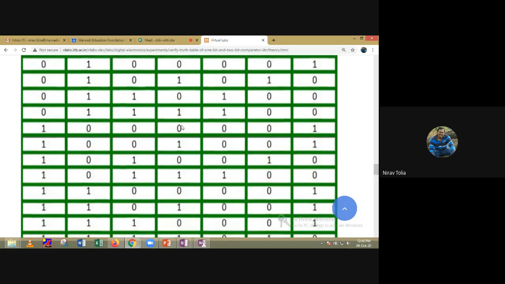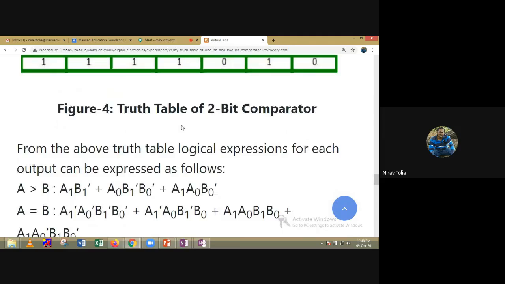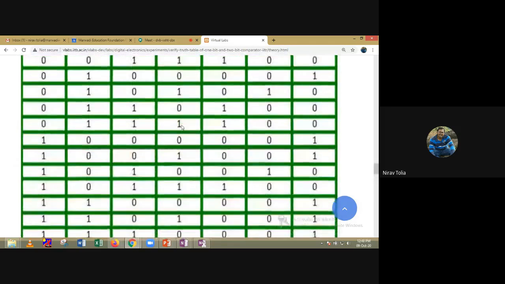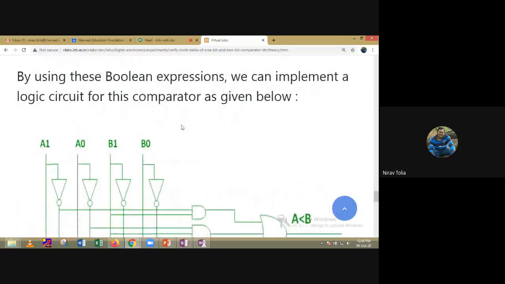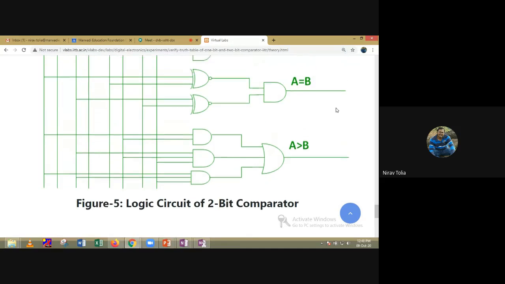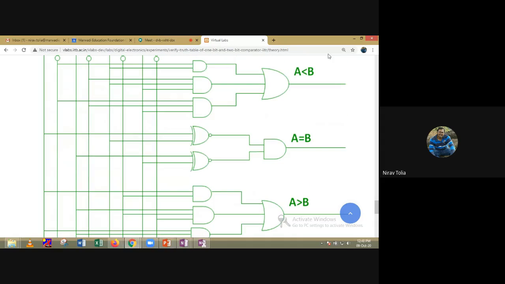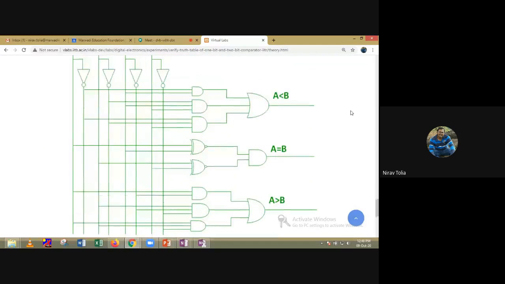So this is the truth table, and from the truth table you can easily derive the equation. When my output is 1, you have to write its input condition. So this is the logic diagram of the 2-bit comparator.